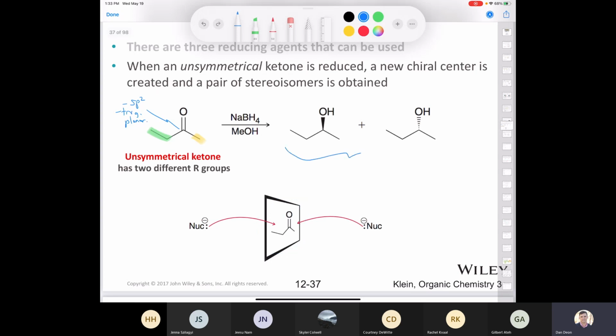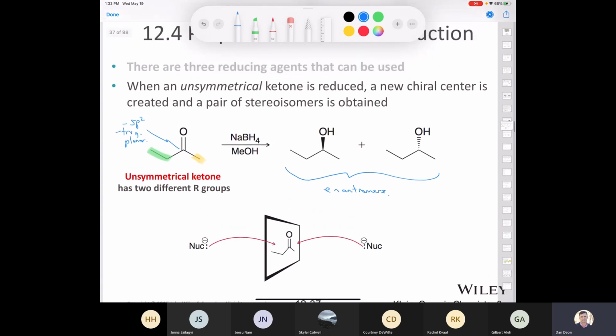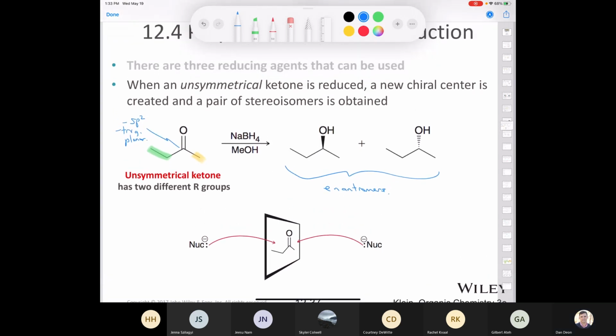And so you end up with a mixture of enantiomers in this case, okay? So you end up with a racemic mixture here, right? The hydride is not going to discriminate towards either face of the molecule. So that deals with the stereochemistry that you have to take into account with sodium borohydride reduction.